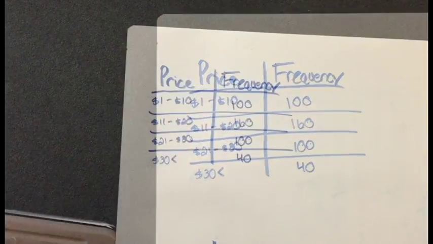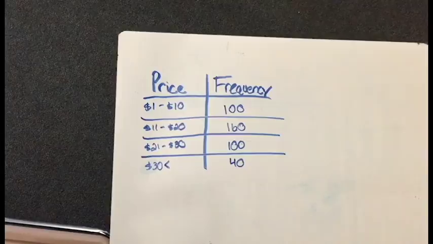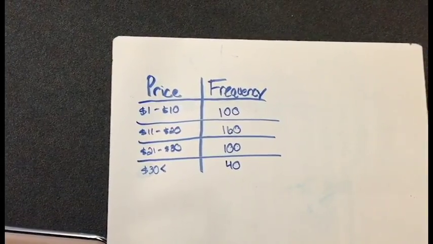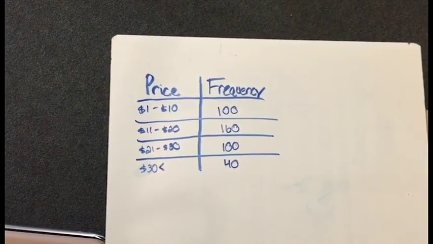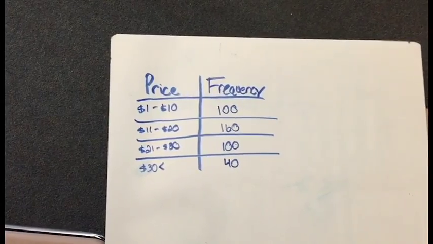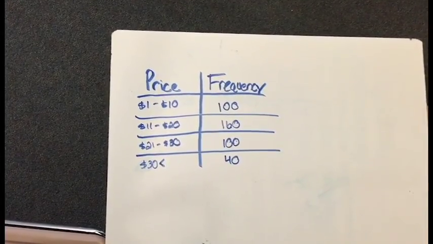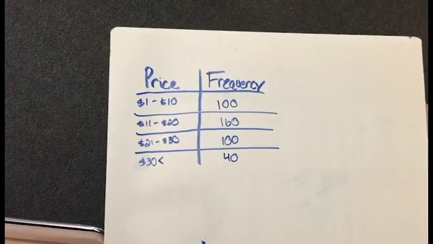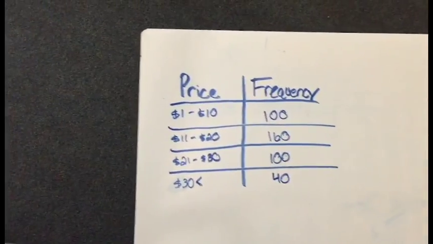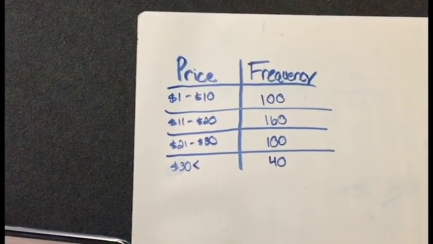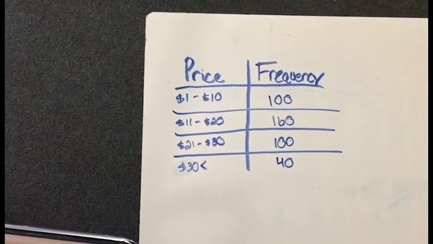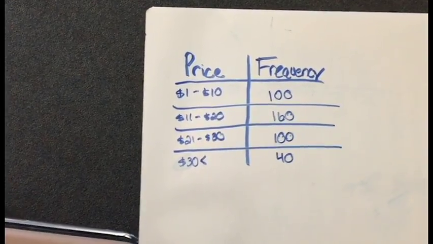So, in other words, it shows you how many books are sold per price. As you can see, this table shows books that were priced from $1 to $10. 100 of those books were sold. And then 160 books that were priced from $11 to $20 were sold. 100 books that were priced from $21 to $30 were sold. And 40 books were purchased that were above $30.